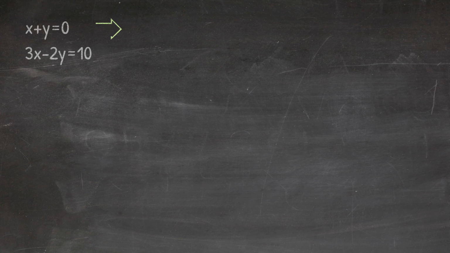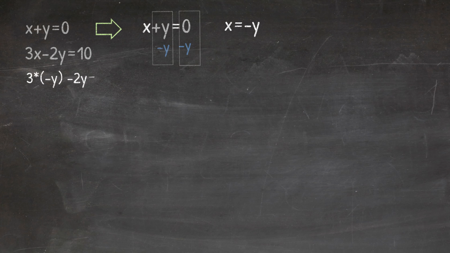To do so, we should subtract y from both sides of the equation. As we know, subtracting the same number from both sides does not change the equilibrium or balance. As the result of this basic manipulation, we get that x equals minus y. Given that x equals minus y, let's replace x in the second equation with minus y.